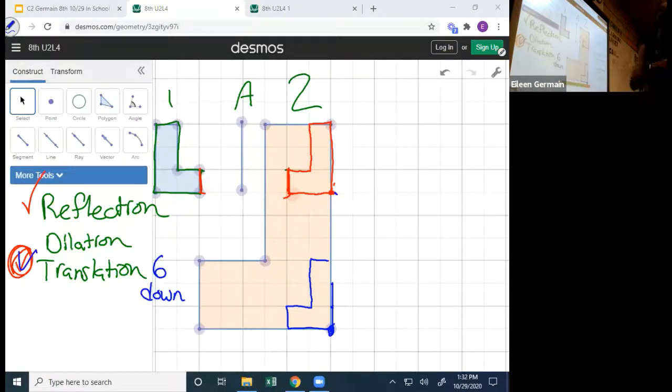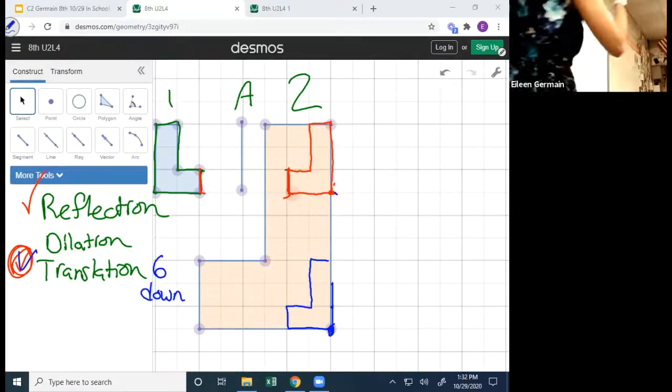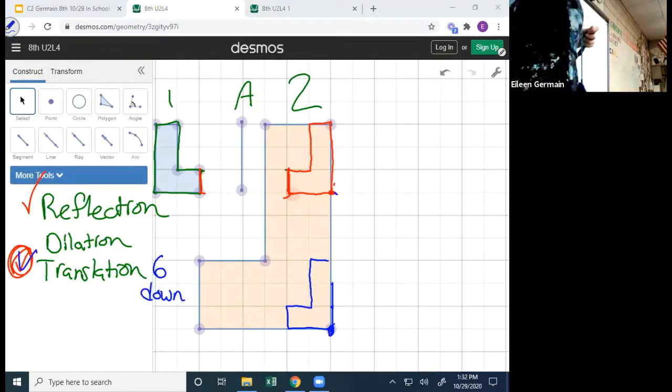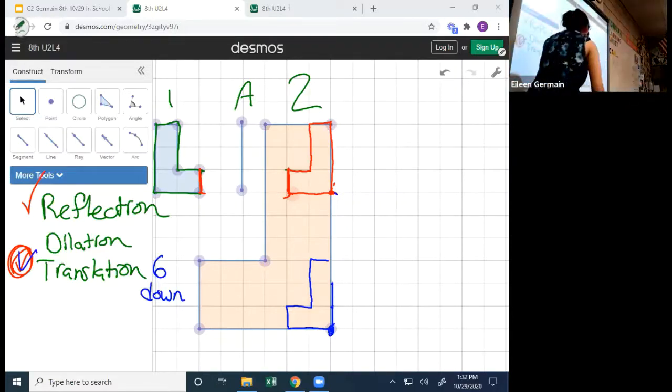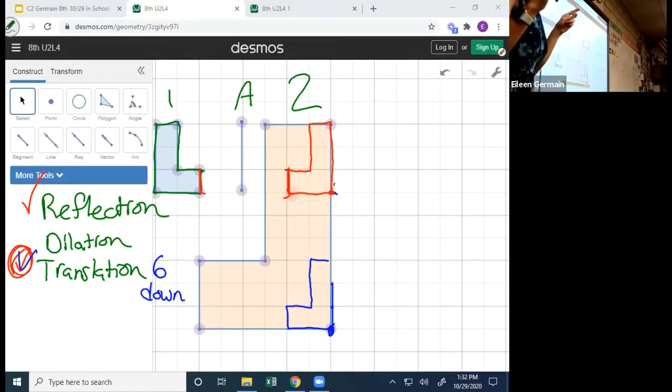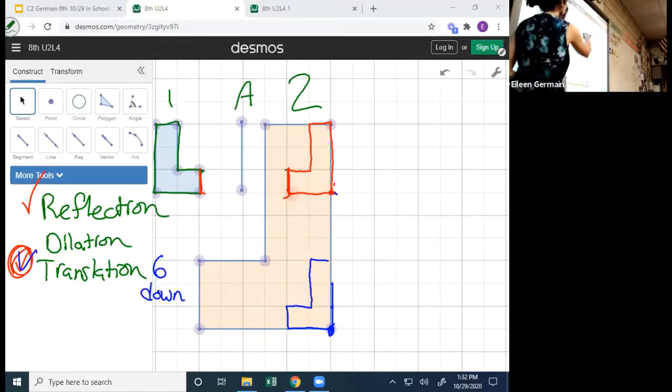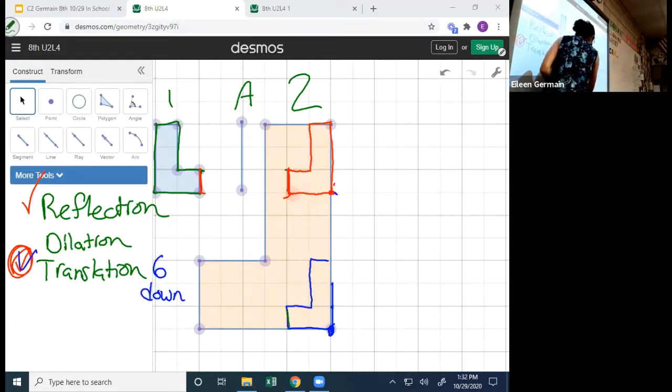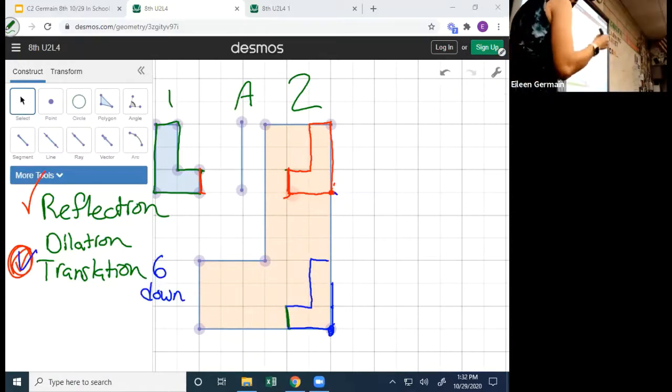What do we think this scale factor is gonna be and how can we find it? 3.5. No, we're not doing fractions, that's crazy. So we're gonna find a side on our original shape. Let's grab this one here because it's 1, right? And then we're gonna find the corresponding or matching side on the new shape, which would be right there.